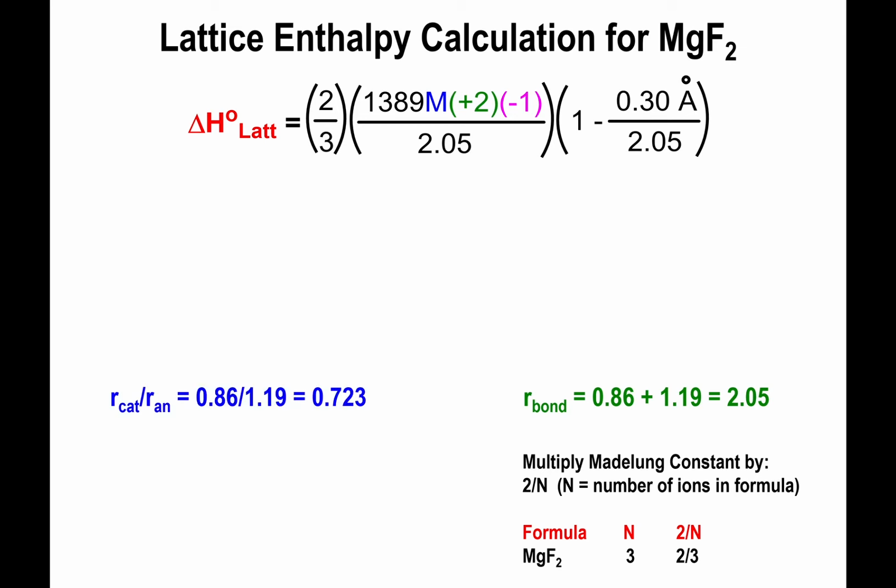For this, we don't actually have a specific structure on the table of Madelung constants, so we're going to have to rely on the ionic radii ratios to determine this. Specifically, cation to anion. The cationic radius is 0.86 angstroms, the anionic one is 1.19. If we carry out that division, or that ratio, we find that the value is 0.723. Okay, so let's take a look at the table, 0.723.